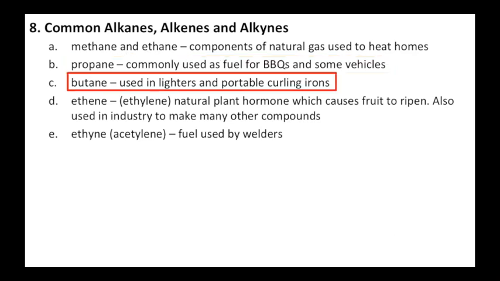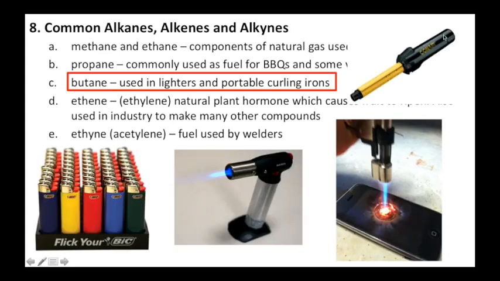Butane, used in lighters and portable curling irons. So there's a curling iron. It has no cord. It's got butane in it. It gets hot and curls your hair. There's your Bic lighter. There's another torch. Instead of a propane torch, you could have a butane torch. And here's a ridiculous scenario where somebody's torching their iPhone. Crazy.